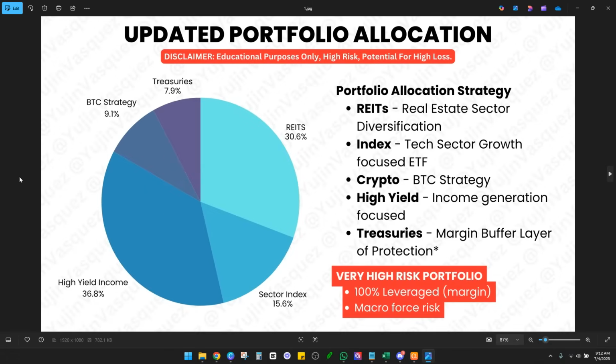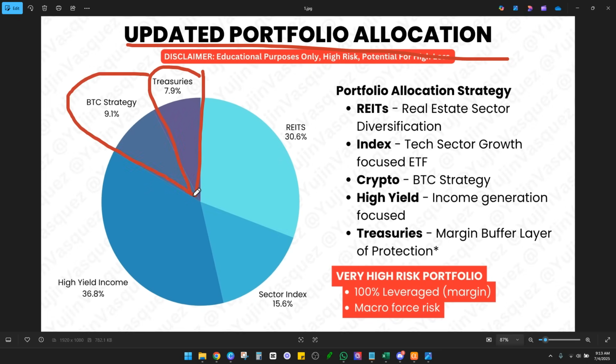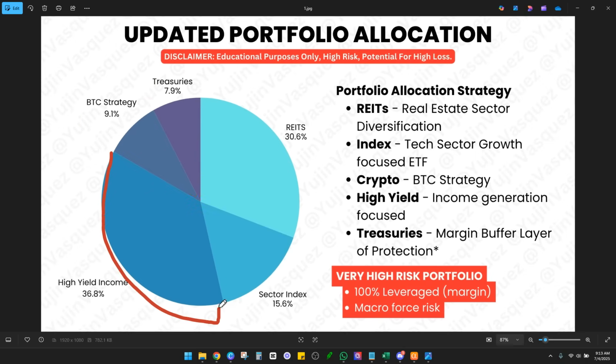All right, let's talk about this allocation strategy. So here we have the updated portfolio allocation. We're going to be talking about Treasuries. All right. You guys may have seen my last video where I talked about the Bitcoin strategy that I'm including. All right. This is going to add volatility to this portfolio. I also have fixed, or not fixed, but high yield income ETFs. This is also risky. Okay. This is also introducing risk to the portfolio, which I'll talk about here in a moment.